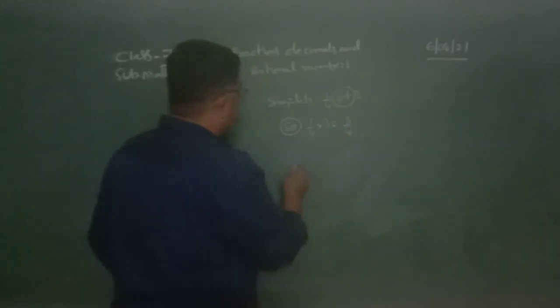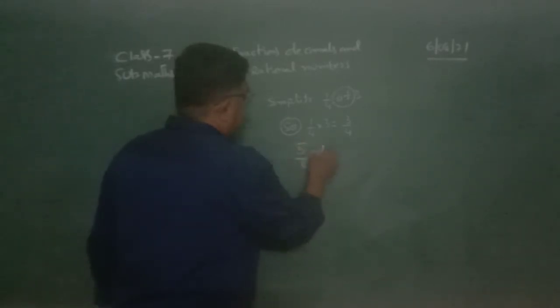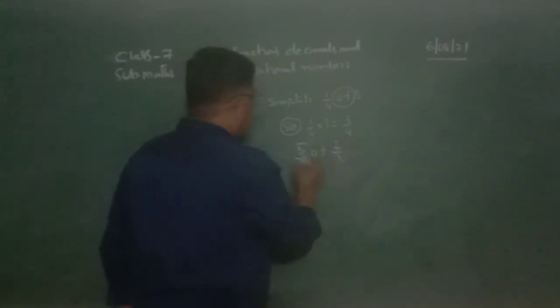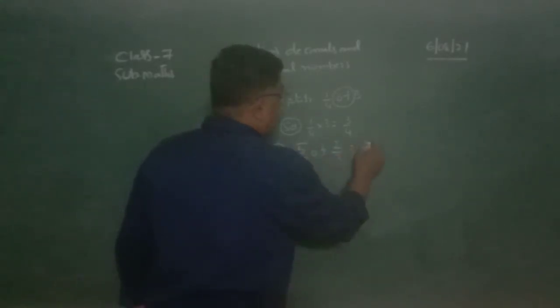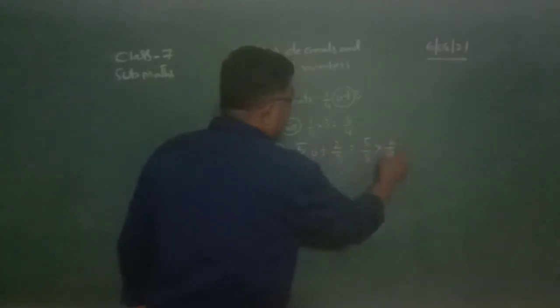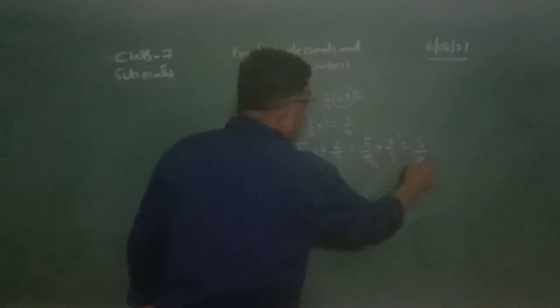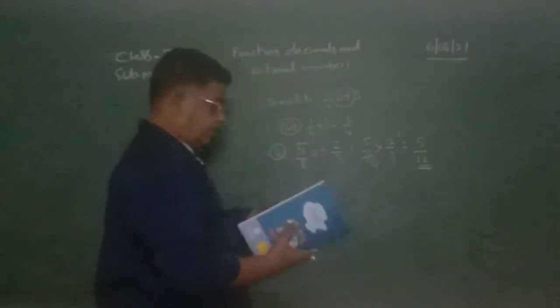Second one, 5 by 8 of 2 by 3. This is equal to 5 by 8 into 2 by 3, as of stands for into. Here this 2 and 8 you can cancel: 2 ones are 2, 2 fours are 8. Now 5 into 1 is 5, 4 into 3 is 12. So the final answer is 5 by 12.